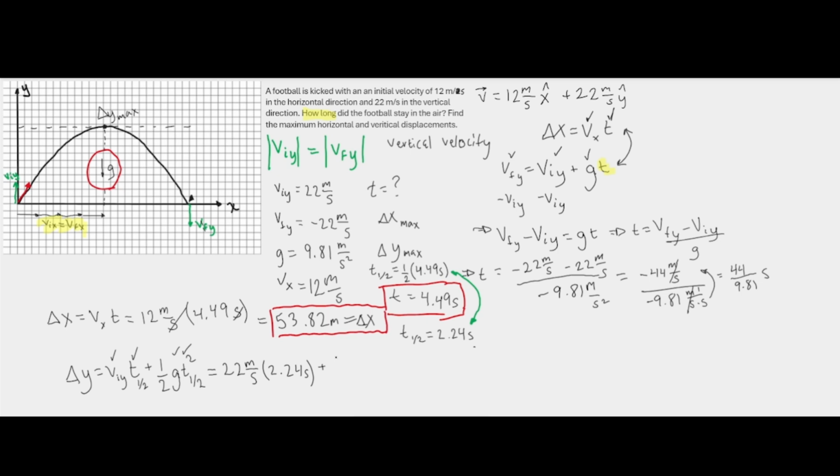plus 1/2. And here I need to be careful. So which direction is g pointing? It's pointing downwards, so this needs to be negative 9.81. That's meters per second squared. And then I have t of 1/2 squared. So t of 1/2 is 2.24 seconds, and that whole thing needs to be squared. The seconds needs to be squared as well as the numeric value.